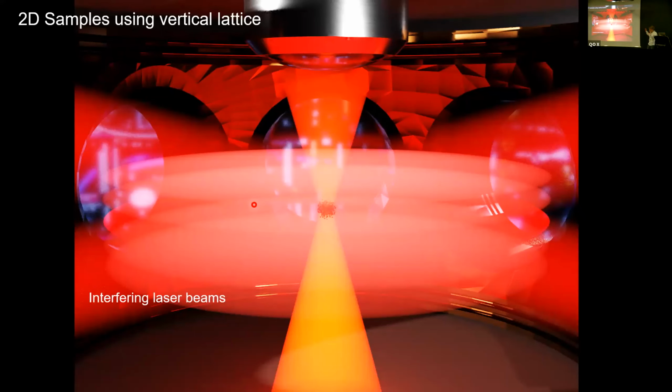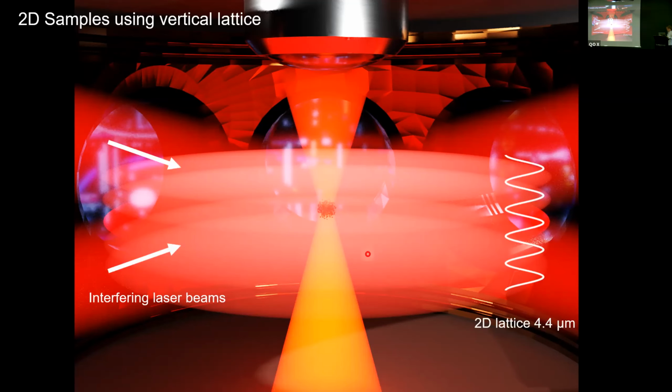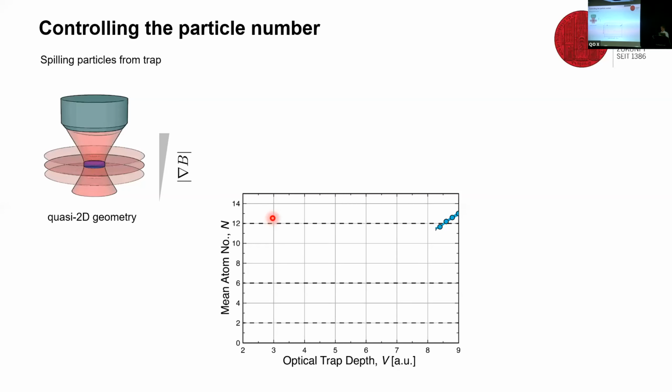So here we jump to a slightly different setting. Instead of 2 individual dimples, we now use 1, and we can make it a little bit larger using a spatial light modulator, and we use some additional interfering laser beams from the sides, which gives us a lattice in the vertical direction. Now we load all our atoms into a single plane of this vertical optical lattice, such that our trap now has an oblate shape. So it's a quasi 2-dimensional setting.